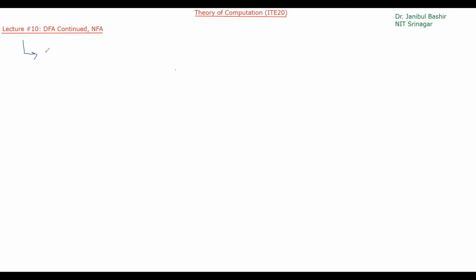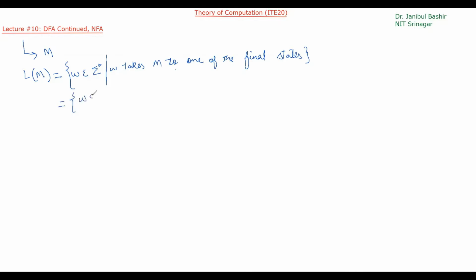For DFAs, for example, we used to say, let's suppose M is a DFA. Then what is the language accepted by M? It is W belongs to sigma star, such that W takes M to one of the final states. Okay, this was the definition.